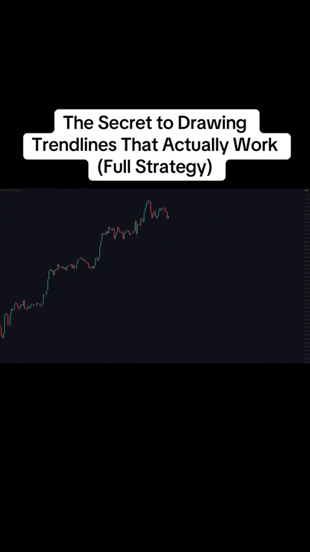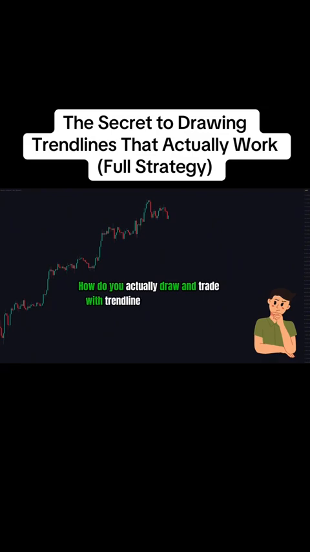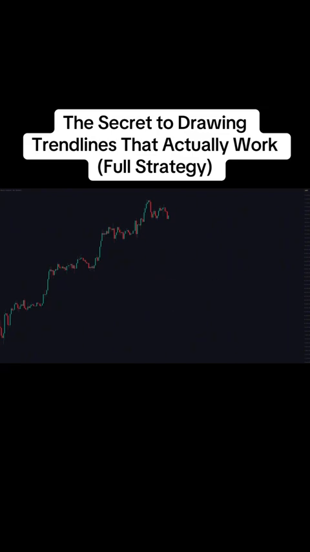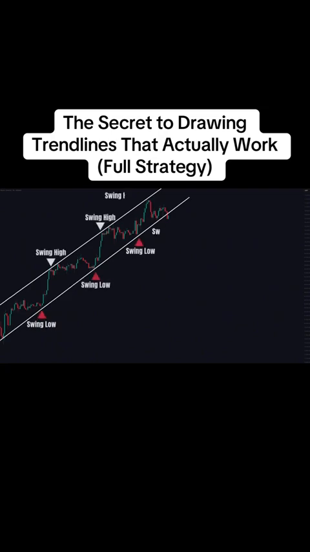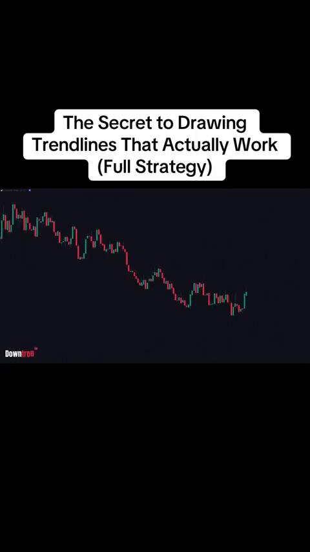One of the most common questions I get is, how do you actually draw and trade with trend lines the correct way? Let's keep it simple. A trend line is just a line we draw on the chart to connect key swing highs or swing lows when the market is trending. Let's start with a downtrend.